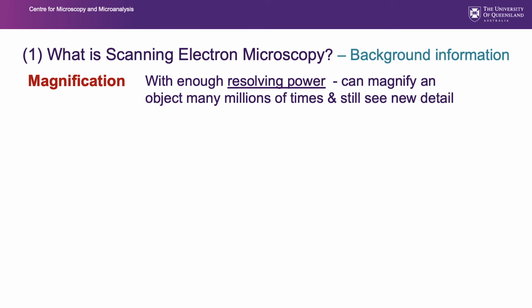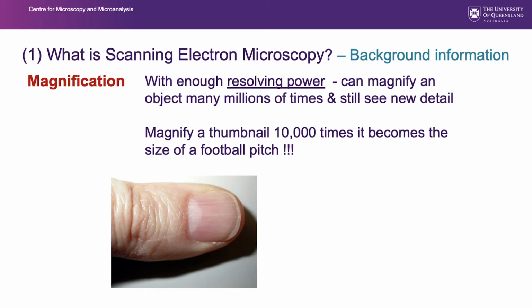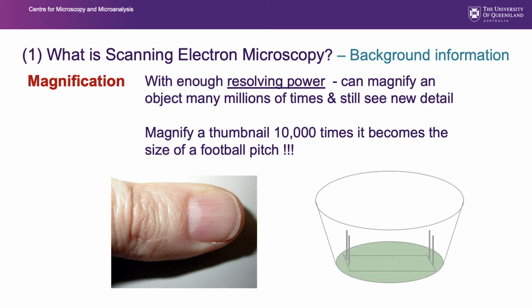With enough resolving power we can see detail, and if we take something about the size of our thumbnail, which is roughly 1 centimetre across, and magnify it 10,000 times, it becomes the size of a football pitch, that is about 100 metres. The truth is that's a fairly modest magnification. We can usually get up to 100,000 times relatively easily on a lot of machines.